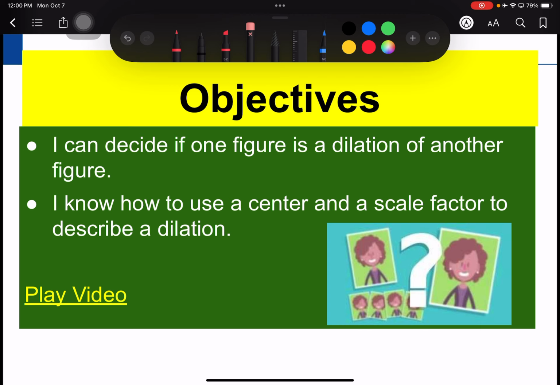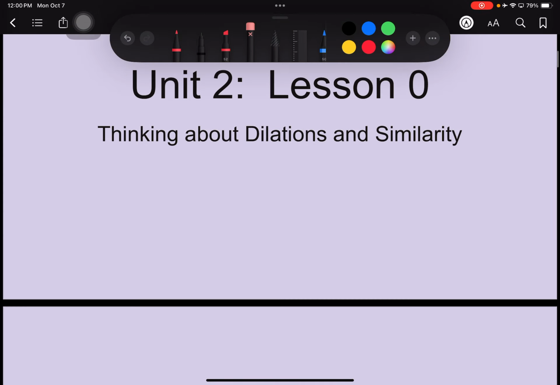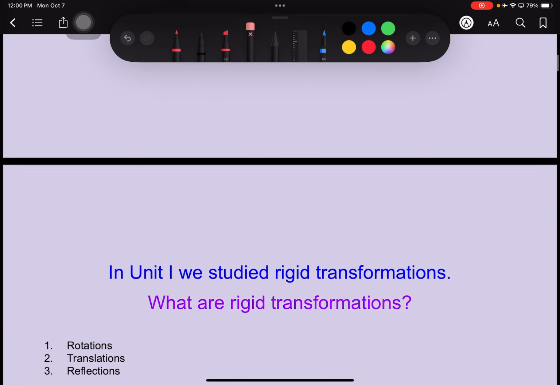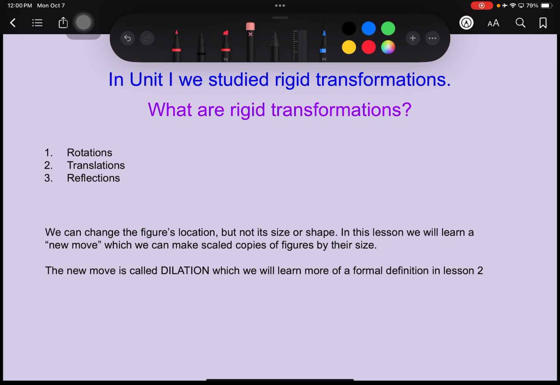So again, the objective is I can decide if one figure is a dilation of another figure. I know how to use a center and scale factor to describe a dilation. In our last unit, we studied rigid transformations. The size and shape of those rigid transformations did not change. We only changed the figure's location, but the size and shape stayed the same. So in this lesson, we're going to learn a new move, and that new move is called dilation.